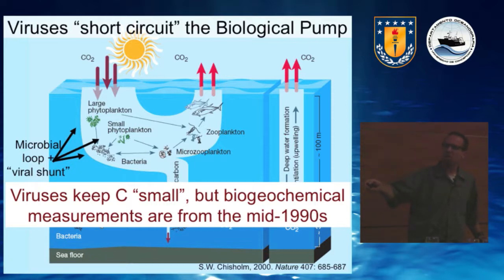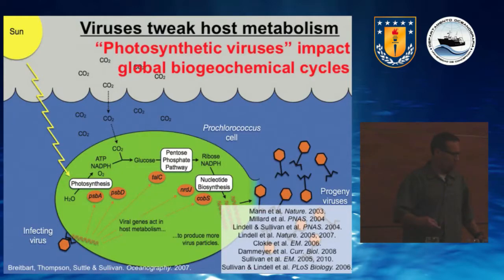And I'll just flag that we desperately need measurements. Biogeochemical measurements of the impact of viruses are really from the mid-1990s. There's very little work done on how viruses manipulate fluxes in the oceans. And then I'll just remind you again that viruses impact photosynthetic evolution and photosynthetic capacity through that photosynthesis phage story I told you earlier.